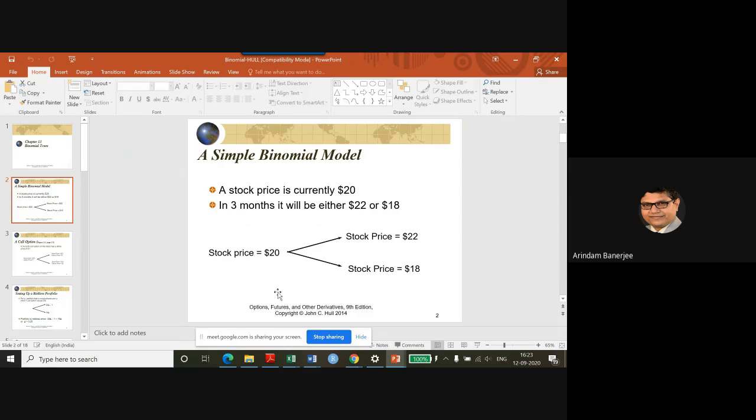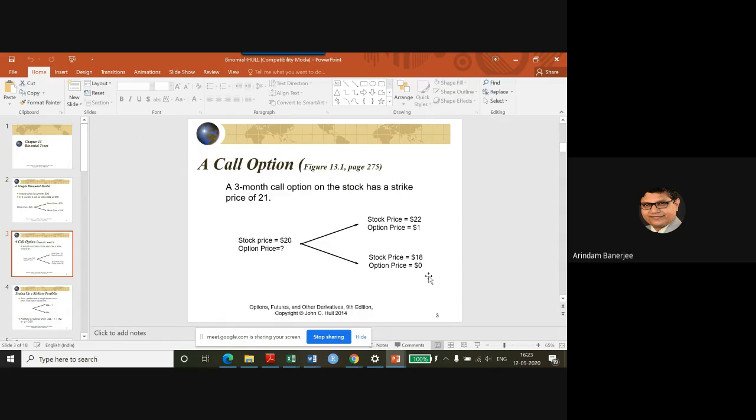Suppose the current stock price is $20, and it may go up or come down. I am assuming that in the next 3 months, it can either go up 10% or come down 10%. It can become 22 or it can become 18. So my objective is to value a 3-month call option on the stock, and the strike is given as 21.